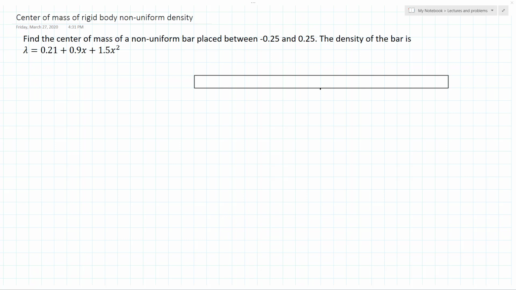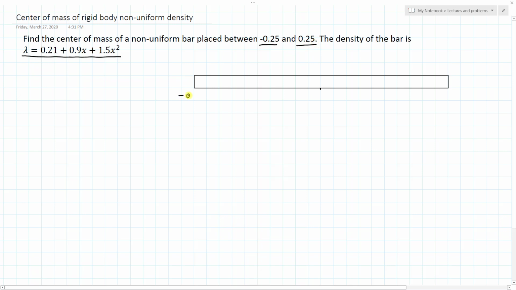Okay, let's get started with the center of mass of a rigid body, now with a non-uniform density. So we have a bar here. This bar has been discussed before, but it had uniform density. Now it has a non-uniform density. So here the density changes with position. The bar is between minus 0.25 and 0.25, and this is a 0.50 meter long bar.